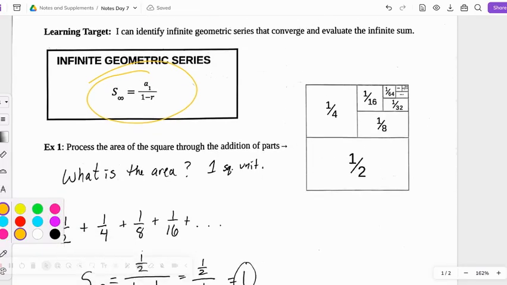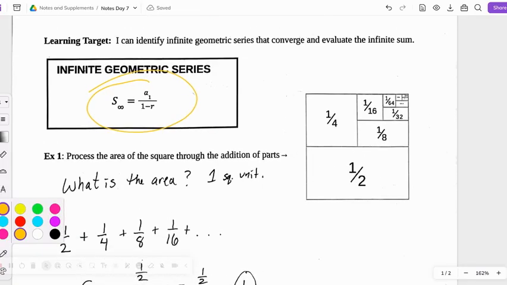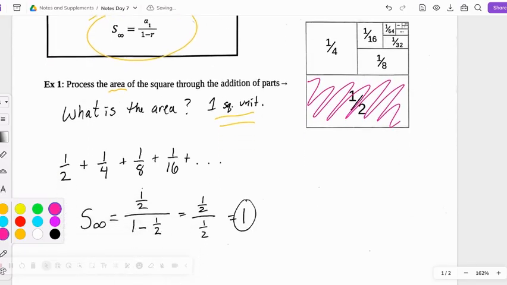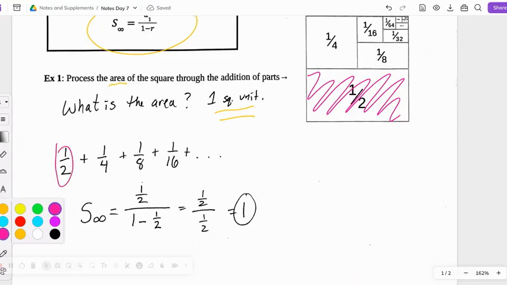But if I asked you this, ready? Process the area of the square through the addition of the parts. So here's the deal. What is the area of the square? Let's just say it's 1 square unit, because no matter what it is, like meters, feet, whatever, it is 1 square unit, 1 unit squared. So let's just think about this. Well, could we add it up, just think about this, by saying, all right, well, half of it is right here. So looking over here, I'm going to say, all right, so we've talked about half of it.